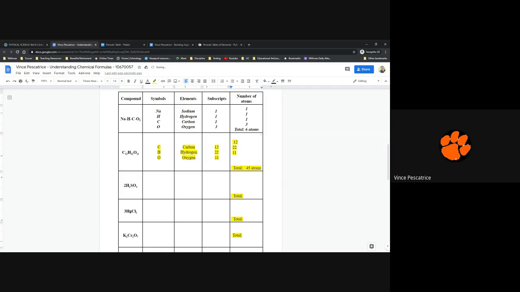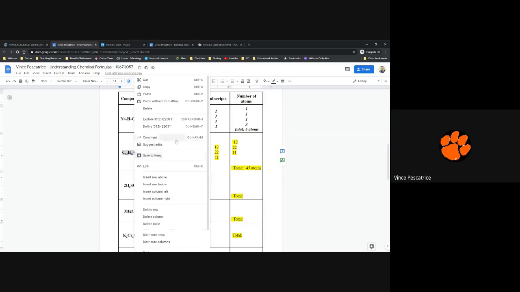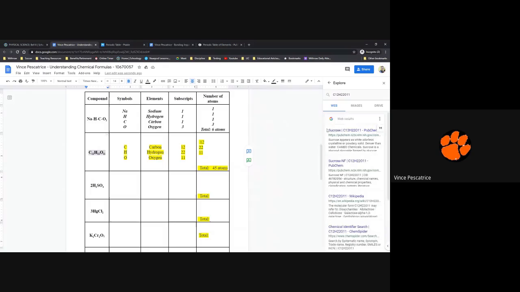That means there are 45 atoms in this compound. And these are all real compounds. So if you want, you can highlight them, right click and go to explore. And this one's called sucrose. Sucrose is another word for sugar.